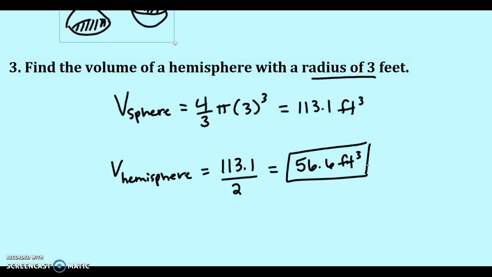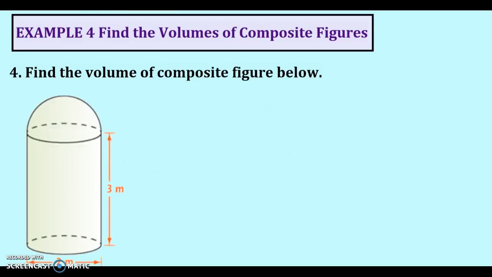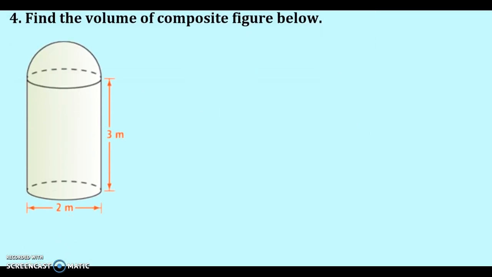Now, we can apply this knowledge of volume to help us find the volume of composite figures. So in this case, you can see that I have a hemisphere on top of a cylinder. So all we have to do to find the volume of these values is just find the volume of the hemisphere, find the volume of the cylinder, and then add them together.